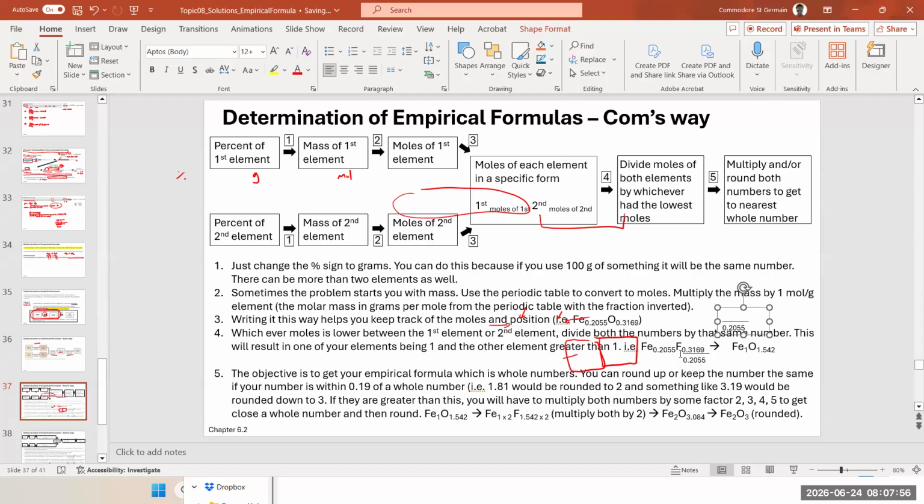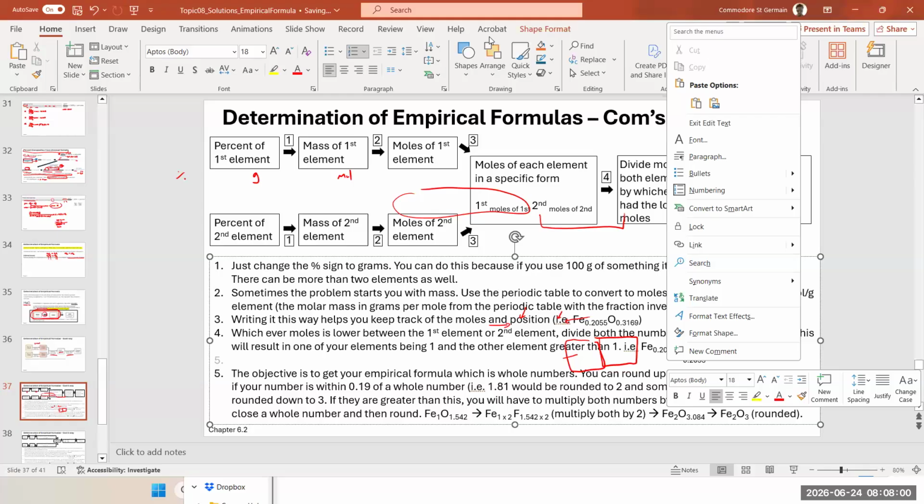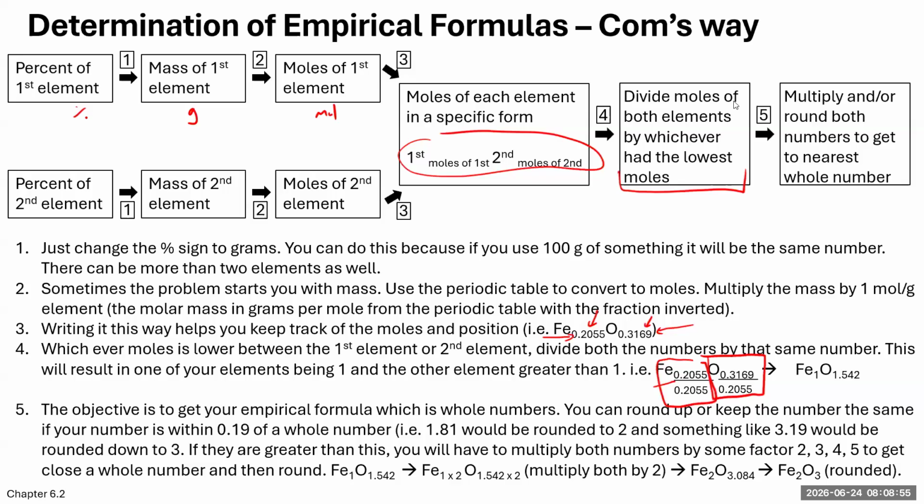And I can't move it out the way either. So, all right, let's just quickly pause it. All right, fixed it.